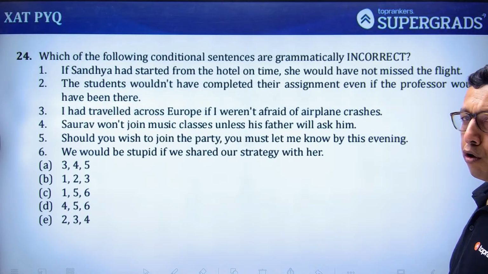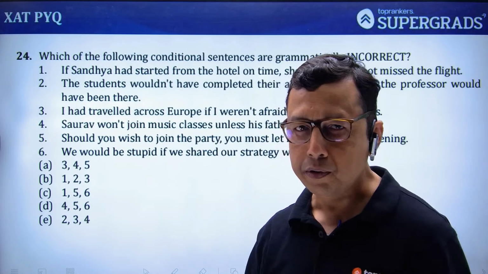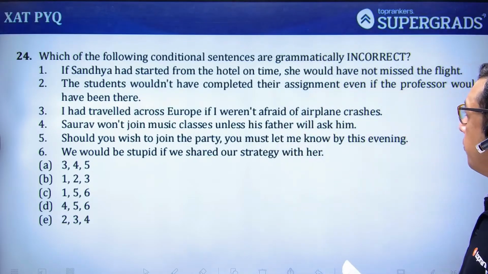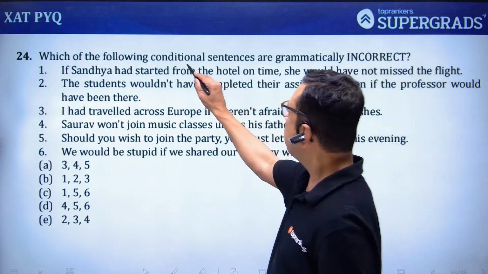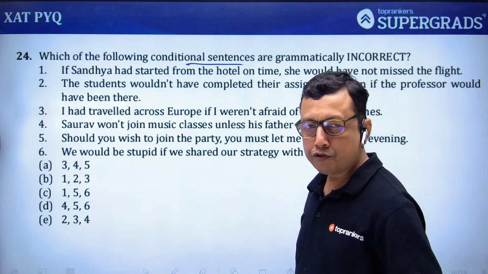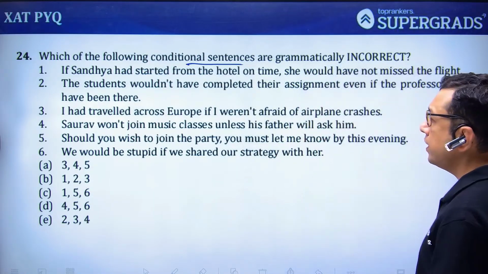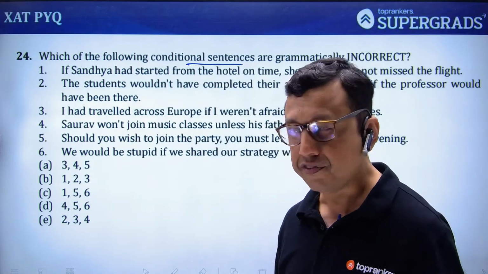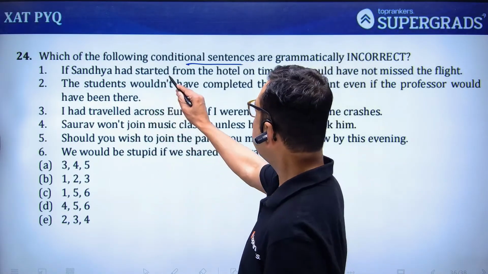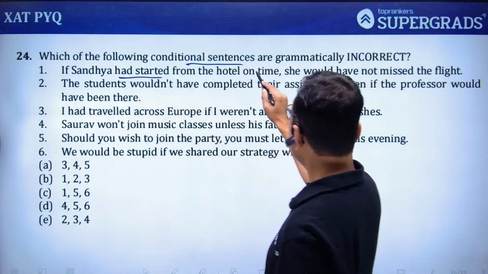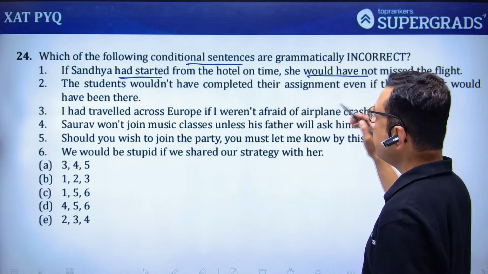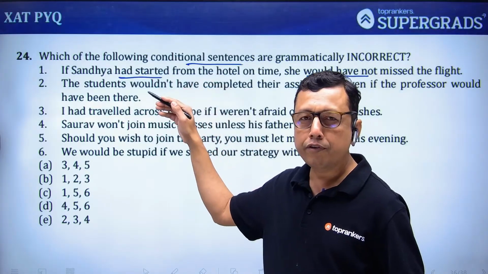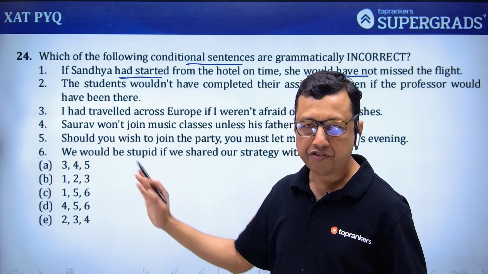Let us quickly solve two more questions of verbal ability. Which of the following conditional sentences, again grammar, just to wrap up, are grammatically incorrect? What are conditional sentences? The "if" sentences. If Sandhya had started from the hotel on time, she would have. This is called the unfulfilled condition. Exactly correct. There is nothing wrong.